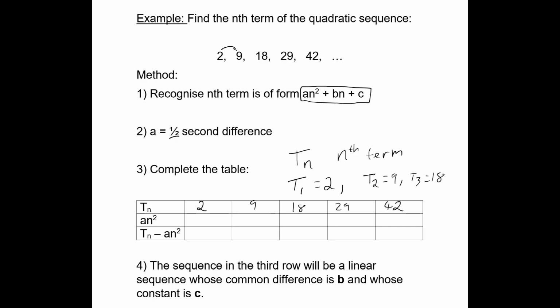So if we look at the first difference, first of all, 2 to 9, we're adding 7. 9 to 18, we are adding 9. 18 to 29, we're adding 11. So we can see pretty clearly what the second difference is going to be. 29 to 42, we're adding 13. And we can see that the second difference is going to be 2, because to get from 7 to 9 we add 2, 9 to 11 we add 2, and so on. So we can say that the second difference is equal to 2.